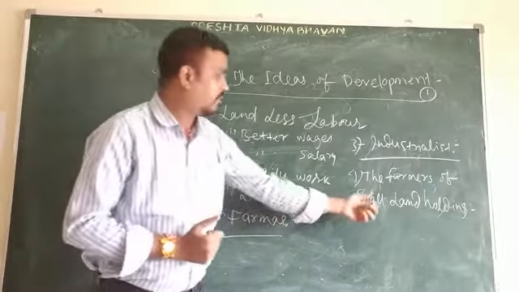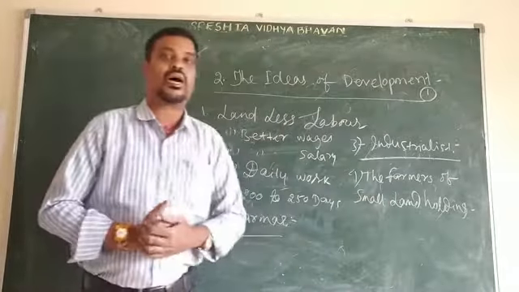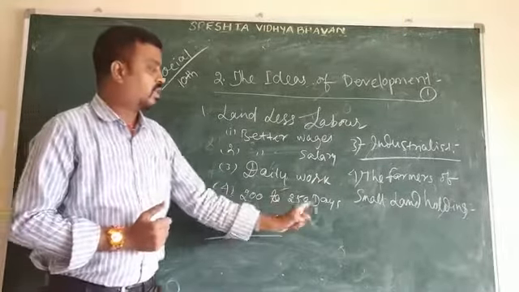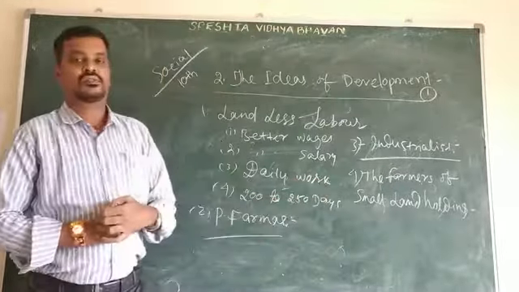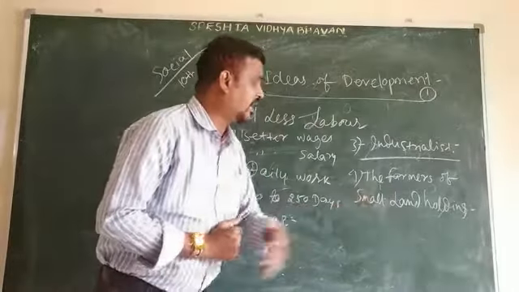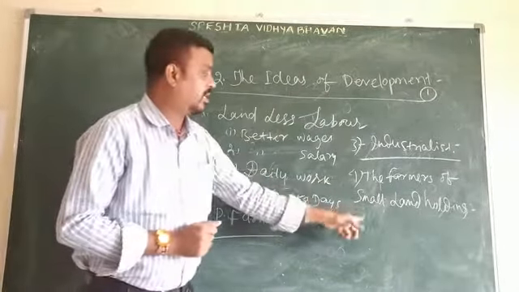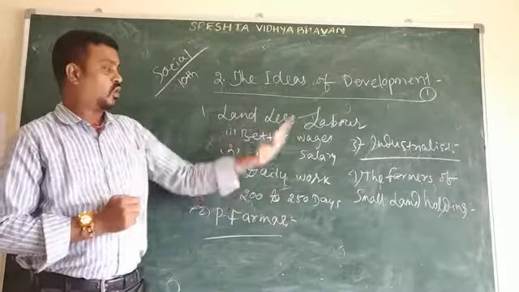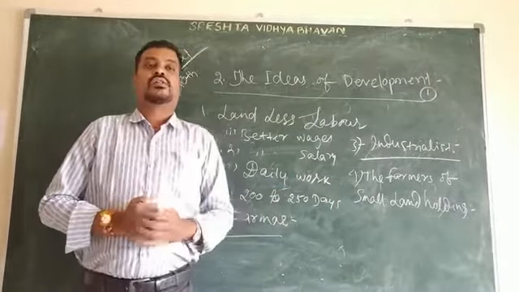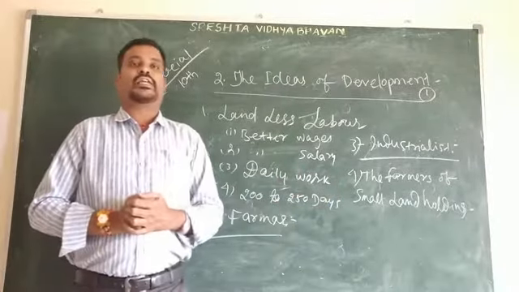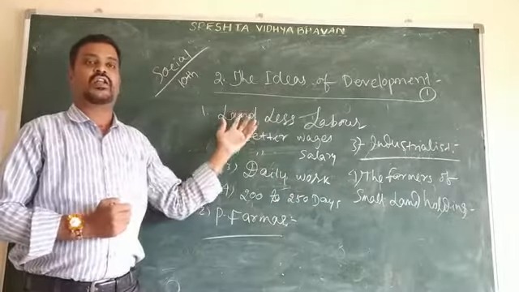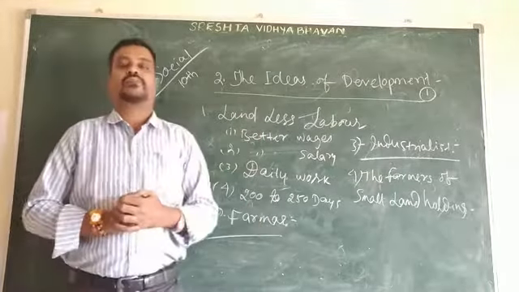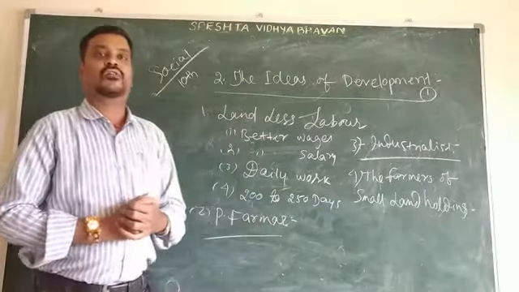The next one is the farmers of small land holdings. They want small dams, small check dams. Why? Because their land is very small. So development is different for different people and it has different aspects. Is everyone clear?